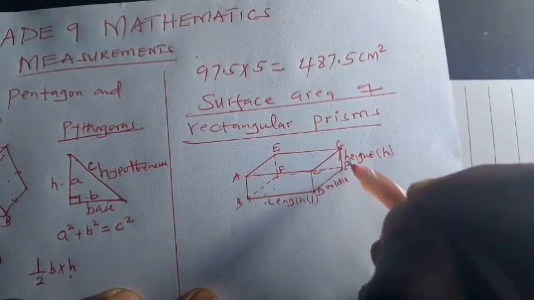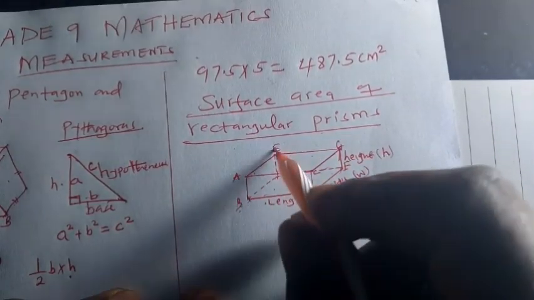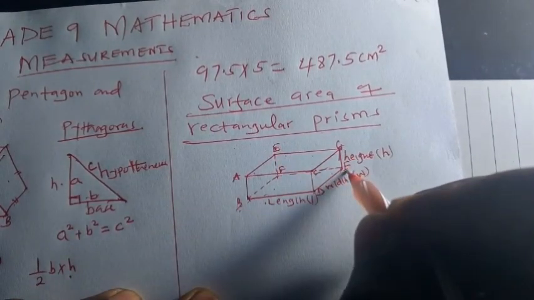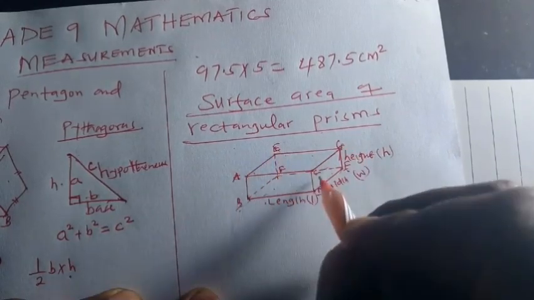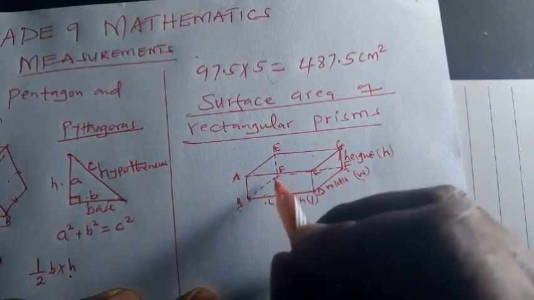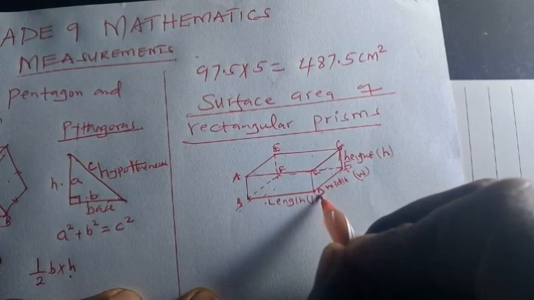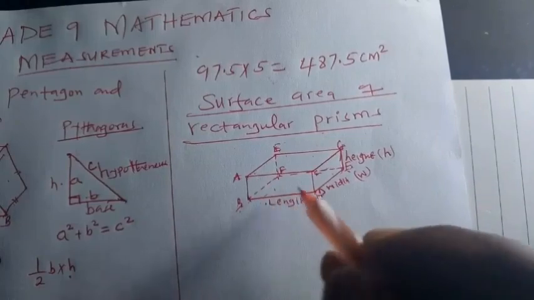These are two rectangles that are similar. A, B, F, E is the same as D, C, G, H. They are the same, right? Rectangle A, E, G, C is the same as B, F, H, D. They are the same. So to calculate the surface area, we need to calculate the area of each rectangle and then multiply times 2.